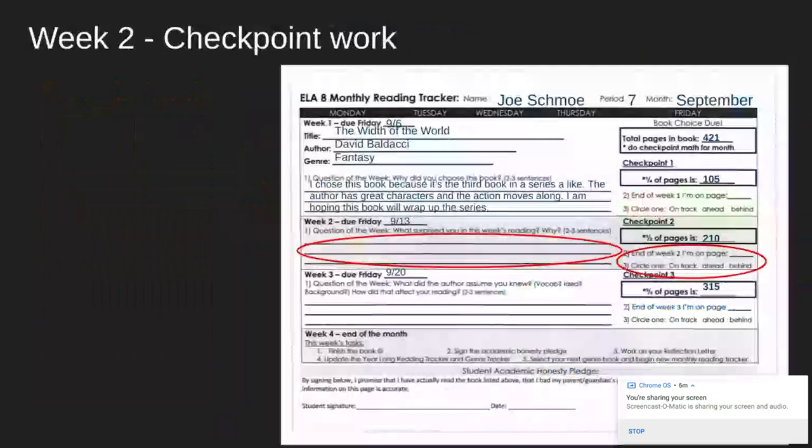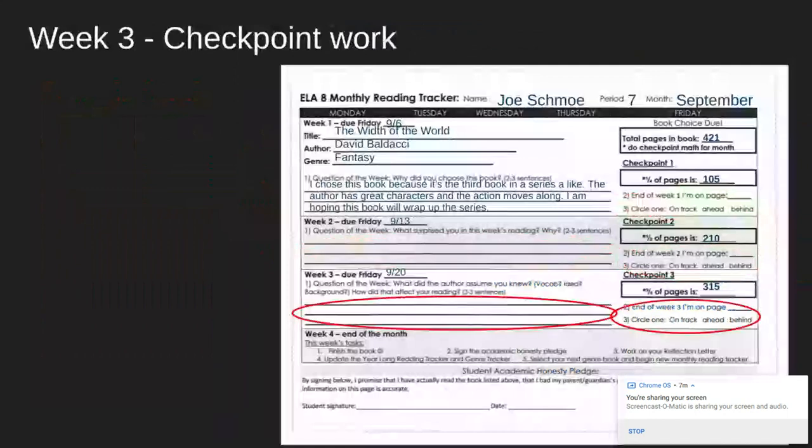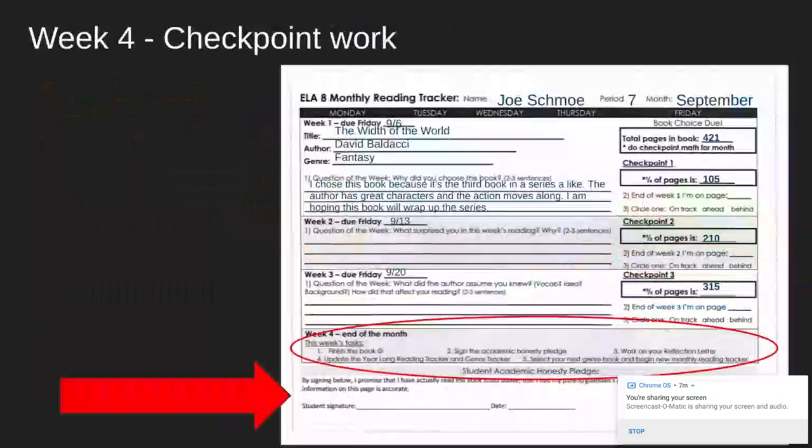Now, for week 2, before the following Friday, you will answer the next question about what surprised you. And if nothing surprised you, then you need to explain to me in 2 to 3 sentences why you're even reading this book where there's nothing that surprises you. What do you even like about this book if nothing is surprising you? Then you also need to tell me what page you ended on for week 2, and if you're on track, ahead, or behind, only circle 1. For week 3, again, answer the question, and then tell me what page you're on and if you're on track, ahead, or behind.